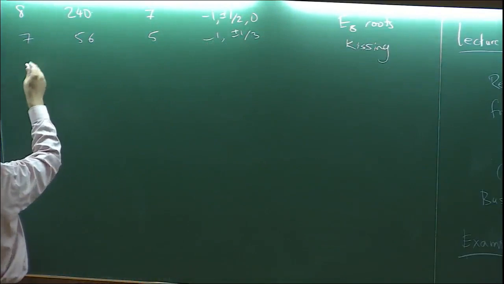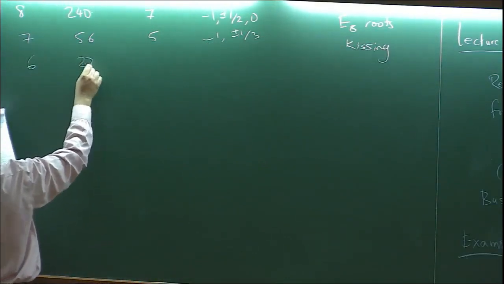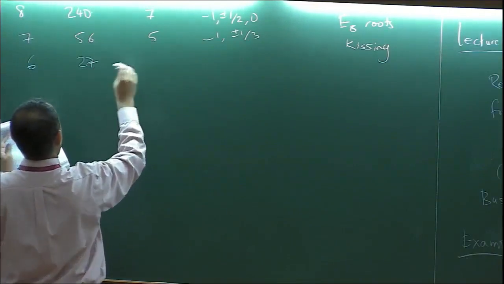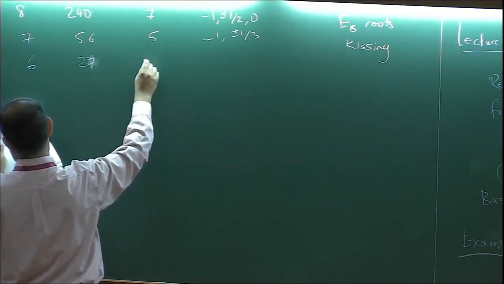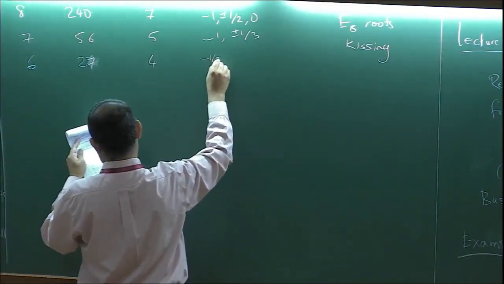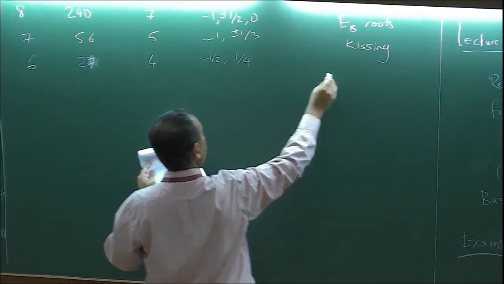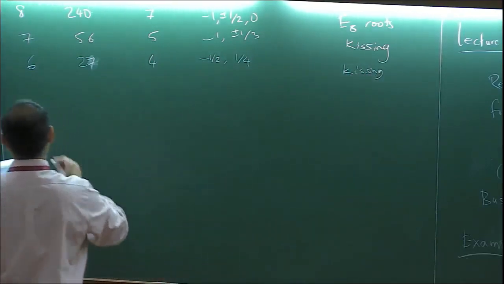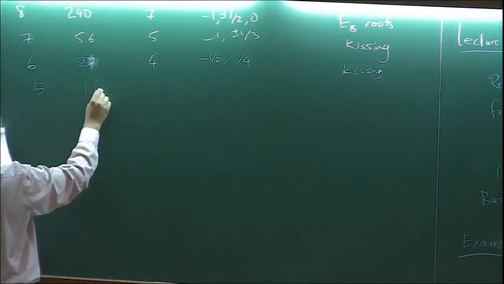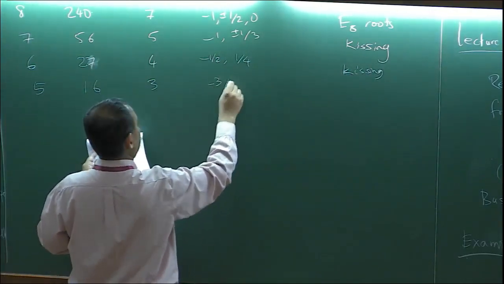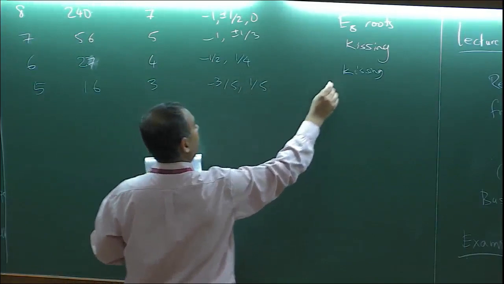Then you take the kissing configuration of that, you get the Schläfli one. I think this Schläfli configuration, 6, 27. It's a 4-design, -1/2 and 1/4. Kissing. Take the kissing configuration of that, you get 5, 16, 3, -3/5 and 1/5. Kissing.